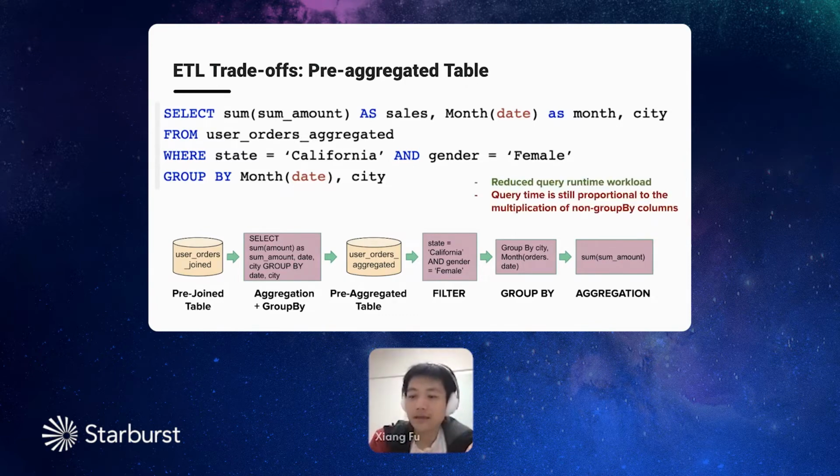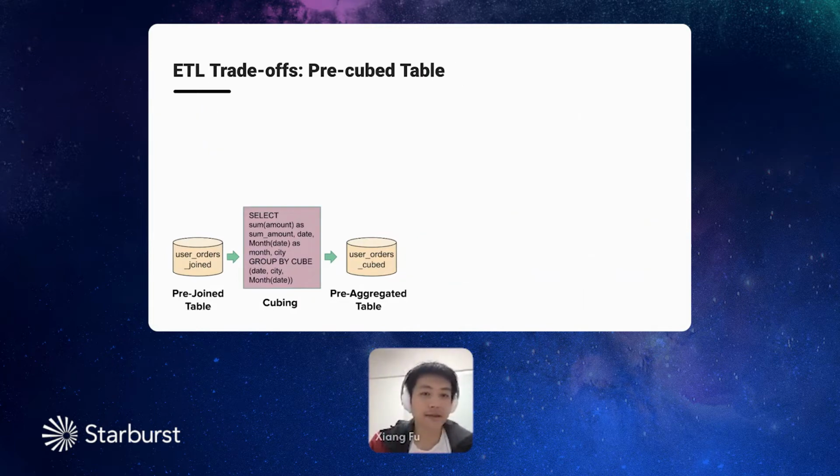So in this query, we have further reduced the query runtime workload. However, my query time is still proportional to the multiplication of the non-group-by columns. Saying it's like my dimension combinations will still be the major factor which will drive the query performance. So yeah, in this case, another thing comes in called cubing.